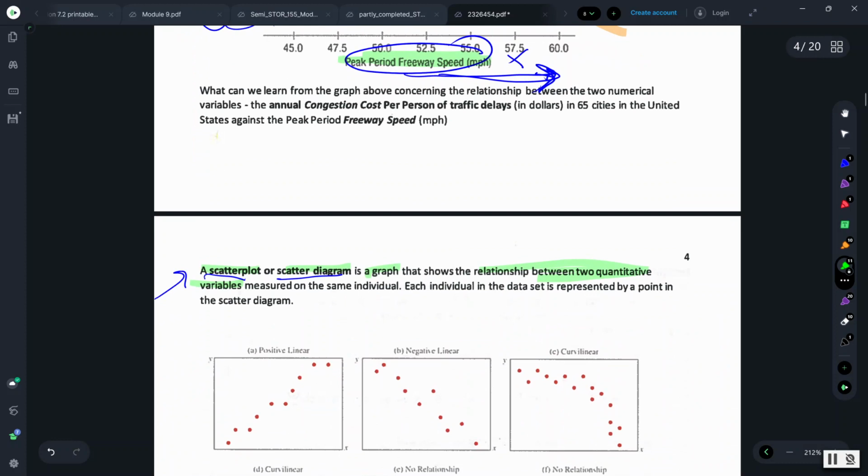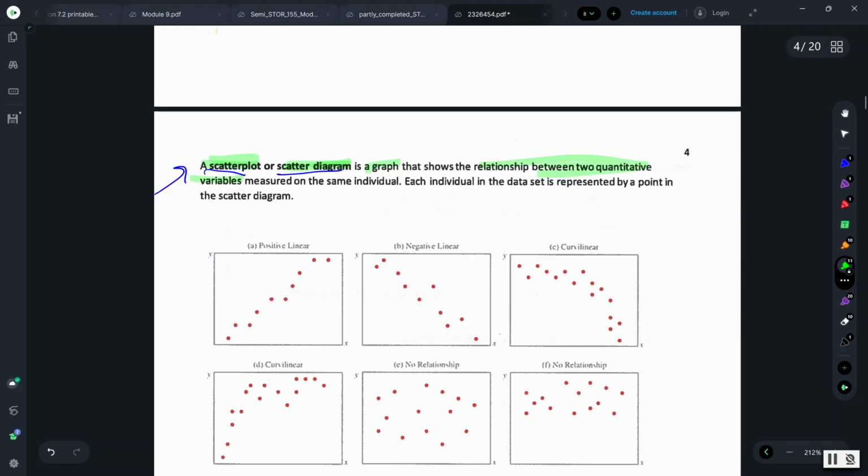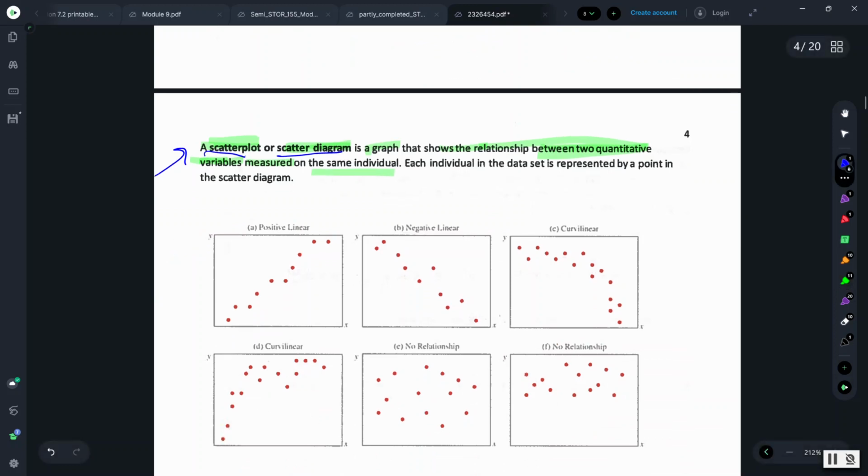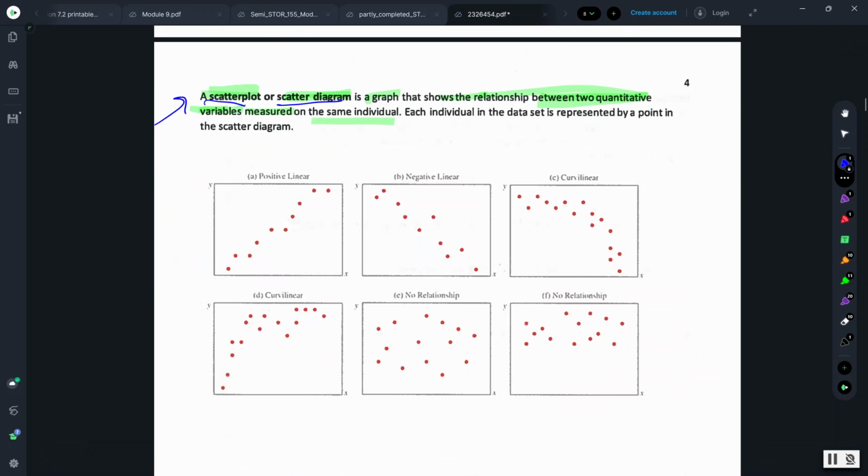And so, in general, a scatter plot or a scatter diagram is a graph that shows the relationship between two quantitative variables that are measured on the same entities. In earlier examples, I have shown you that you can have a positive linear relationship. We also saw the instance of a negative linear relationship. That brings to the fore the question, do we only observe linear forms of relationship? The answer to that question is no.